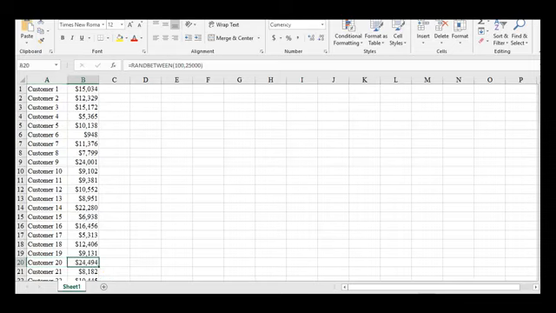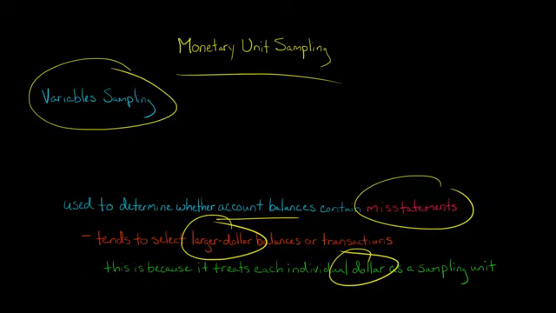Okay, so they have a lot more tickets. Customer 20 is a lot more likely to be picked for the sample because it has a lot more chances than customer 6. So that's how monetary unit sampling works. Basically the larger balances are going to tend to be more likely to get picked and put into the sample.